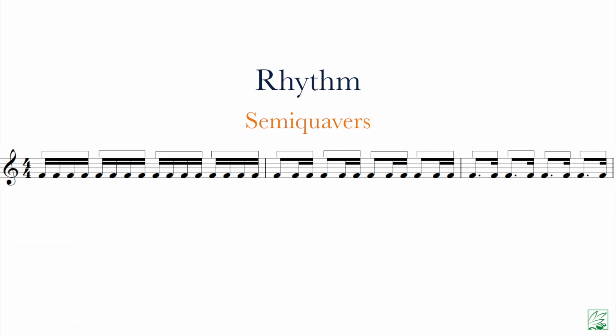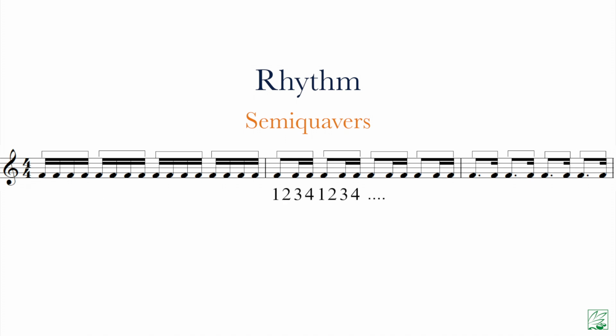Semiquavers are beamed in groups of 4. Each semiquaver is worth 1/4. So this means that you can have 4 semiquavers within one crotchet beat, within one metronome click. To count semiquavers, count 1, 2, 3, 4, 1, 2, 3, 4.